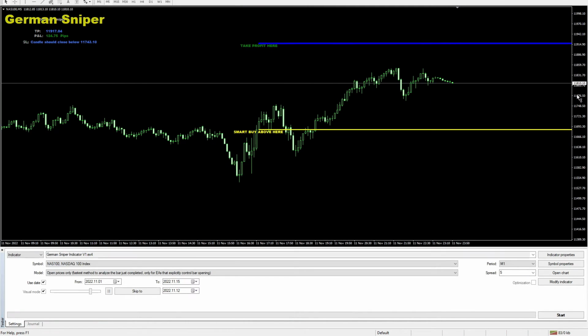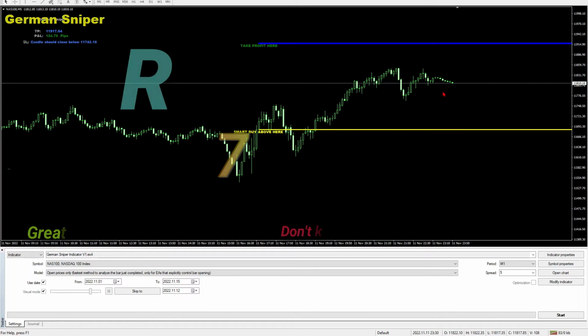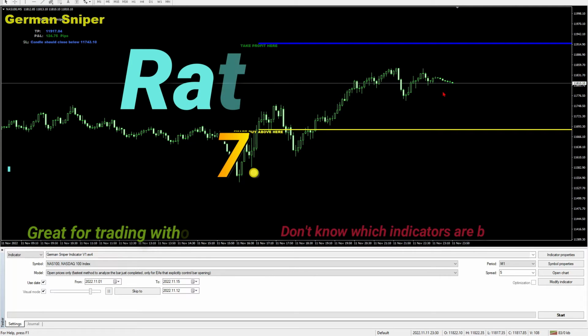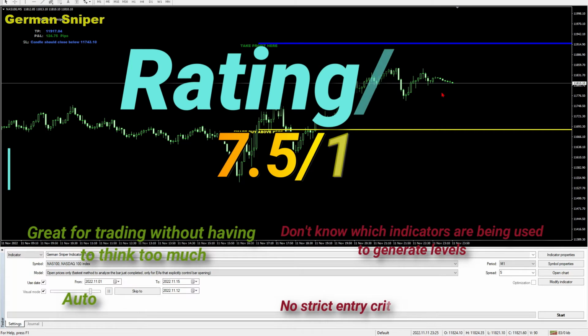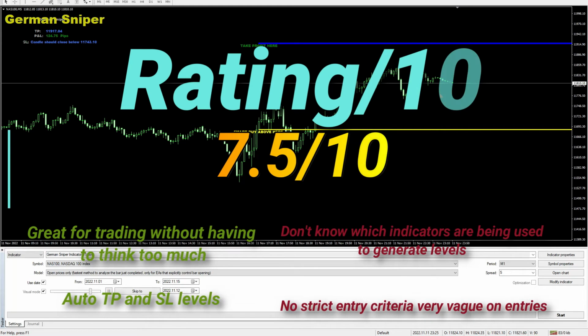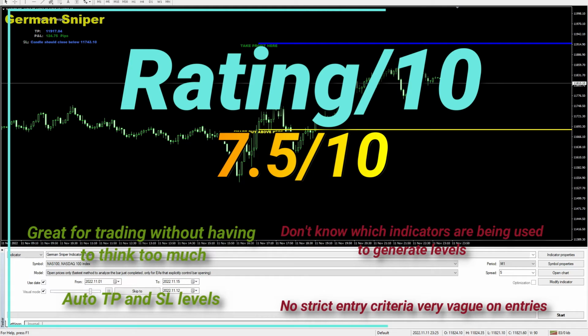When it comes to giving this robot a rating out of 10, I would give it a 7.5 out of 10. It doesn't have too many negative aspects about it. I think the main negative point about it is that you can't really see which indicators it's using to show you where to enter the market and exit the market. Another negative thing about this indicator is there aren't too many entry criteria. It's just if this bar closes above this line, enter the market. It's a very vague instruction.